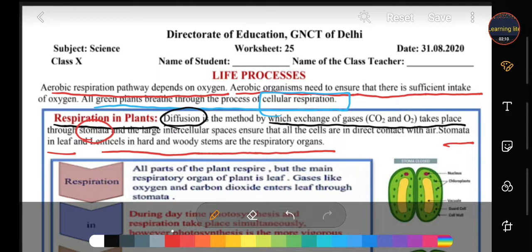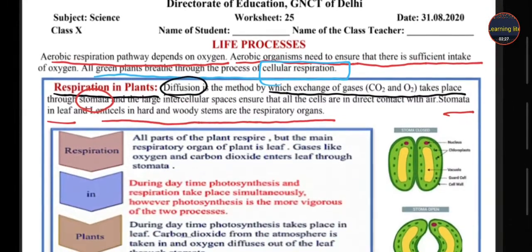These stomata are found in the leaf, and lenticels in the hard and woody stem are the respiratory organs. So what are the respiratory organs of the plant? Students, there are two respiratory organs. First is stomata, which open during sunlight, and second is lenticels present in the woody stems, which work at night. Let's move on.